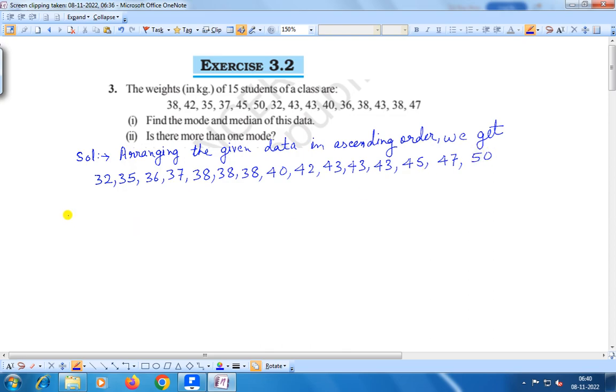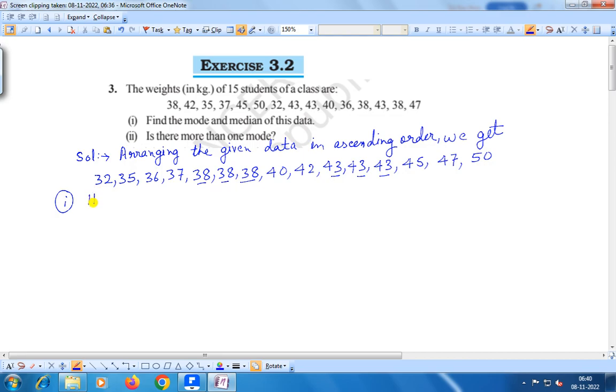Right? Here you have to find the mode and median. We know that the mode is the value of the variable which occurs most frequently. Here you see that 38 occurs most frequently. The frequency of 38 is 3 and the frequency of 43 is also 3. Right? That means here there are two modes, 38 and 43.